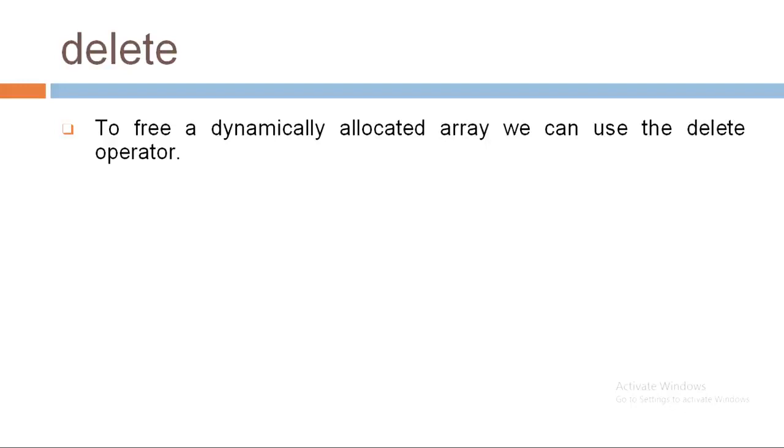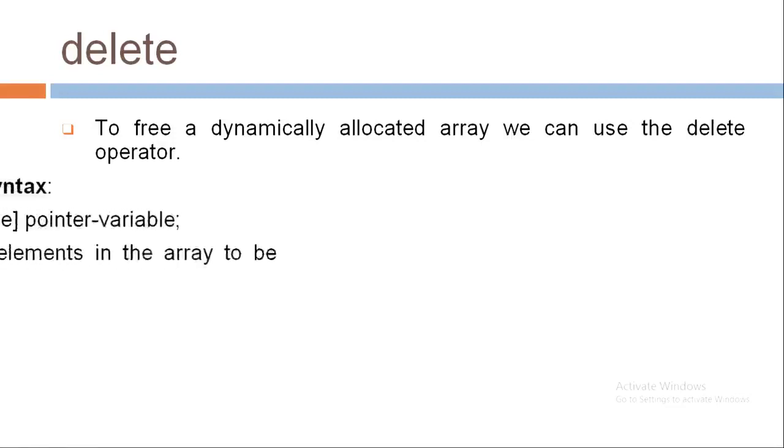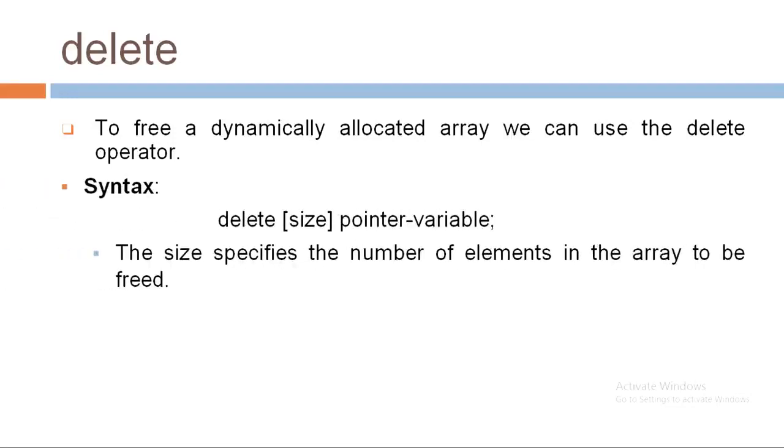In the same way, we can also free up the memory dynamically which is allocated to the array dynamically. The syntax for deleting a dynamic array is delete, square brackets with the size of the array, and then the pointer variable name. Here size specifies the number of elements in the array to be freed.